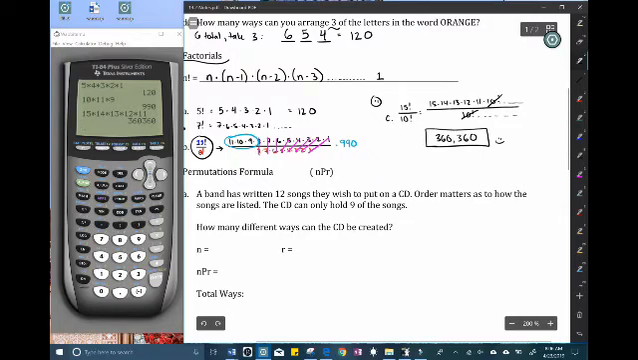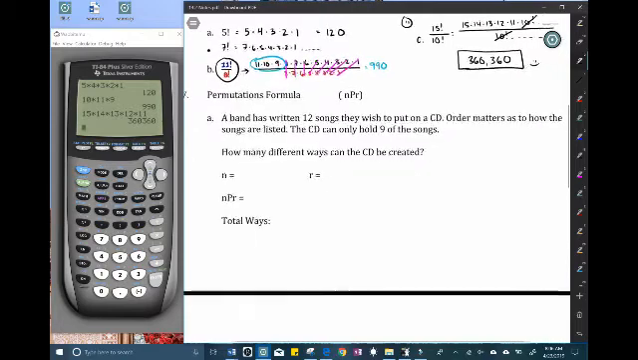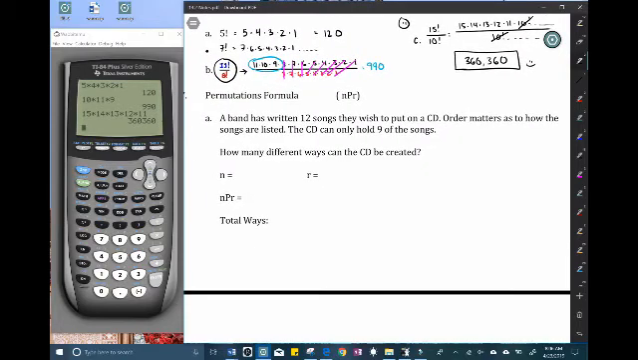Applications of these, where it's important. With permutations, the biggest thing is order matters. Permutations, think permanent marker. Permanent, so the order matters. We're going to learn something tomorrow when order does not matter. Permanent, order matters. So a band has written 12 songs they wish to put on a CD. Order matters as to how the songs are listed. The CD can only hold 9 of the songs.